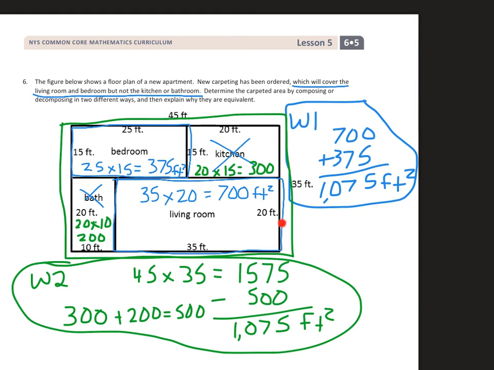Way 2 would be to take the total area of the entire floor and subtract the kitchen and the bathroom that is not being carpeted. The kitchen is 20 by 15, giving me 300 square feet, and the bathroom is 20 by 10, giving me 200 square feet. That gives me a total of 500 square feet not being carpeted. So I take the total, which is 1,575, found by doing 45 times 35, minus the 500, which represents the kitchen and the bathroom, and again, I get 1,075 square feet. Doesn't matter which way you do it, as long as you get the correct answer.